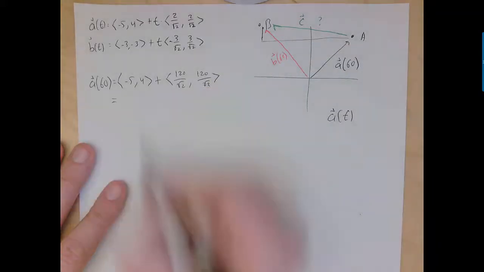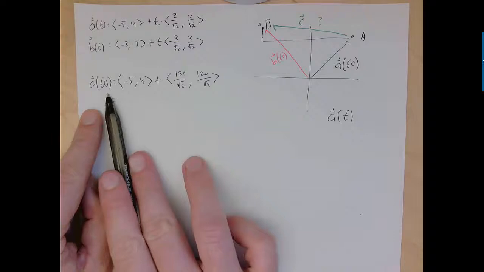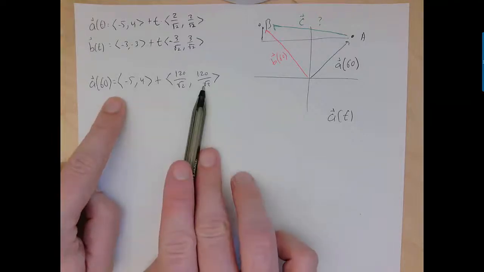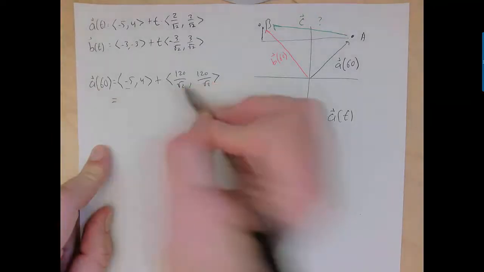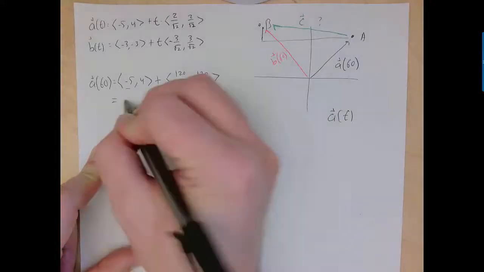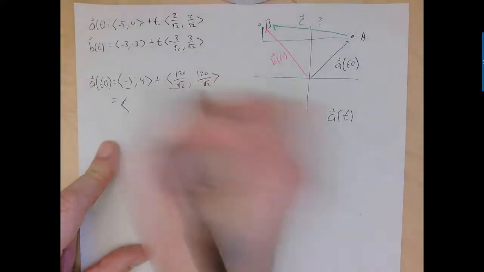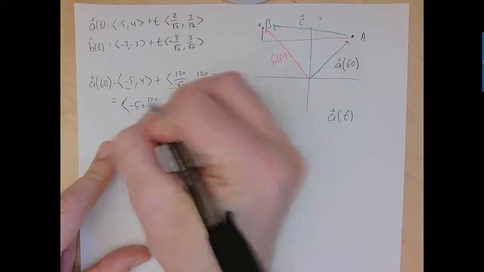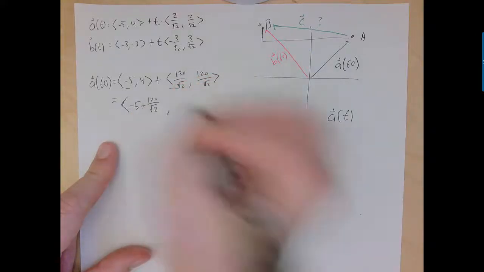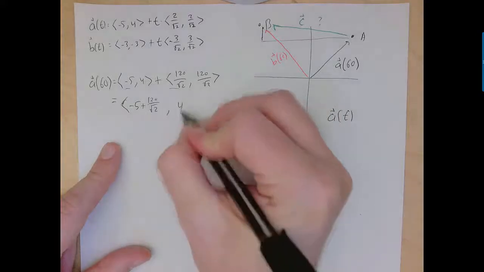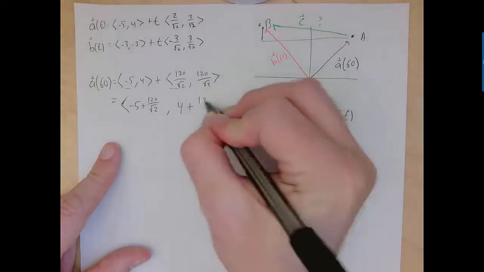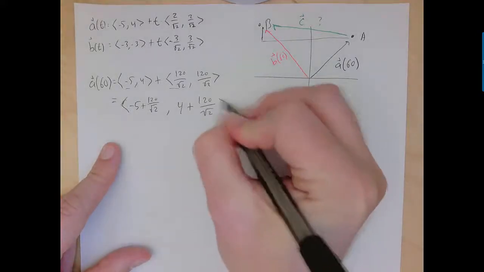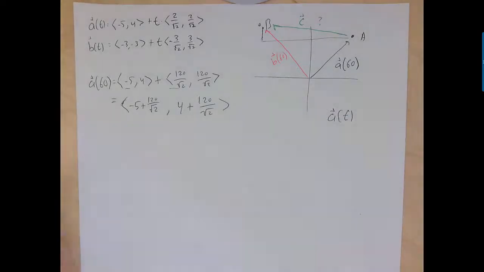So this is telling me where I am as the sum of two different vectors, but I want to combine them together. So let's add the x parts and add the y parts. That gives me -5 plus 120 over root 2, so that's the x component, and then the y component is 4 plus 120 over root 2. Okay, those aren't particularly nice numbers, but that does tell us where we are. What about B?